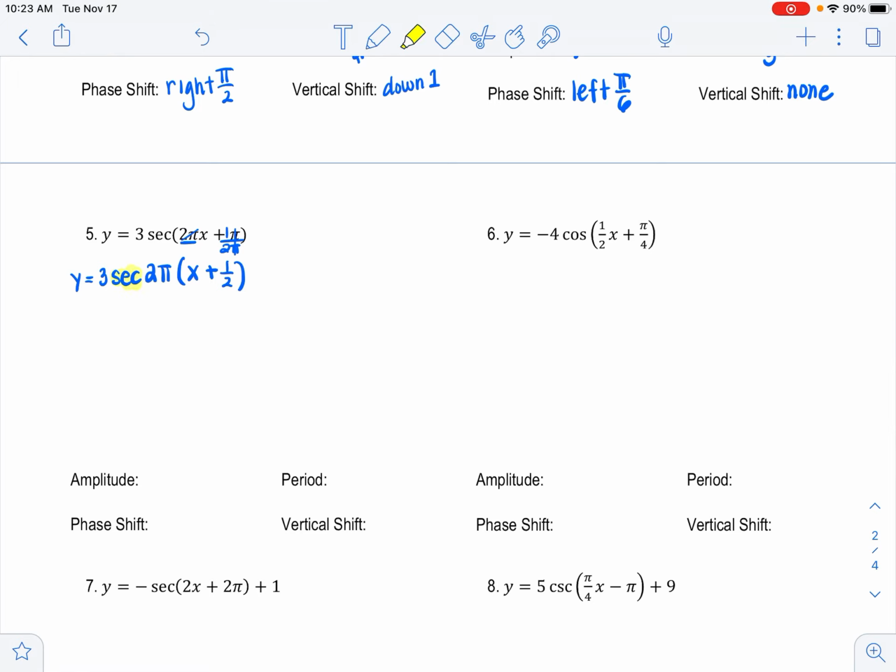All right, amplitude. This is secant. Secant does not have amplitude, so not applicable.